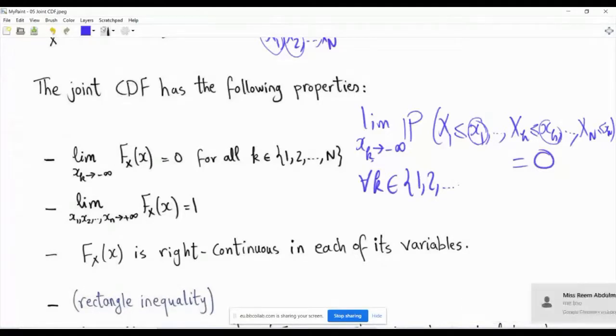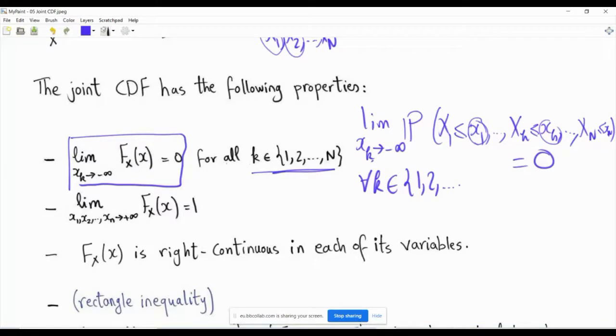So consider now the joint CDF, and we are asking what is the probability that one of the guys is less than or equal to minus infinity, and it can be any one. What is the probability that a random variable is less than or equal to minus infinity? That's 0. So this will be a true statement: if you take the joint CDF and take the limit as x_k goes to minus infinity, then for every k this will be 0.